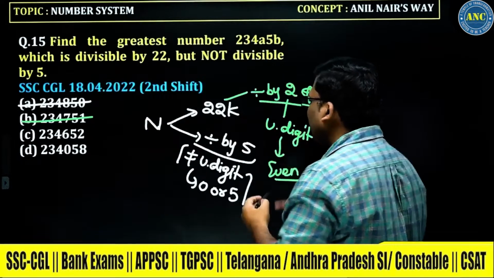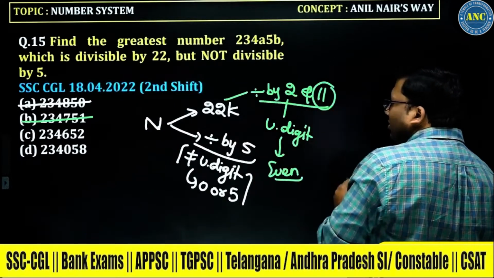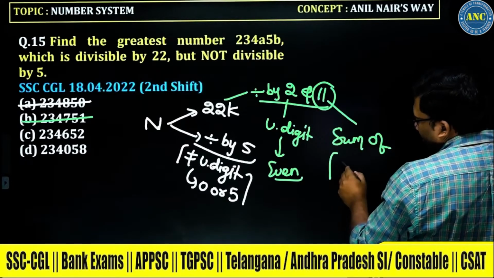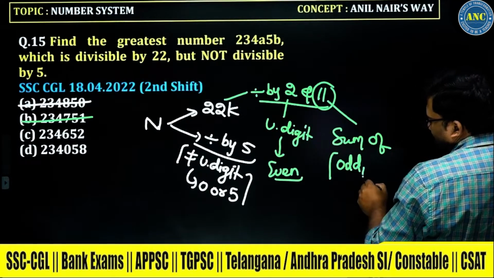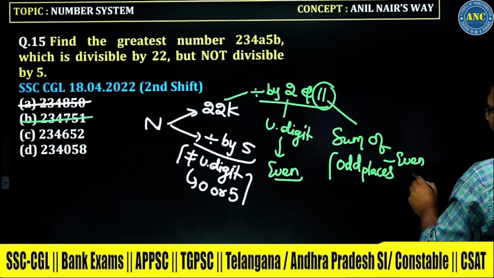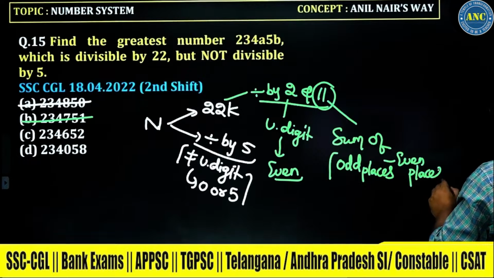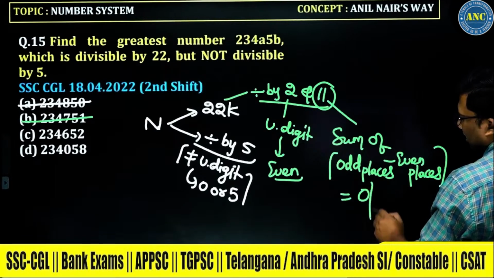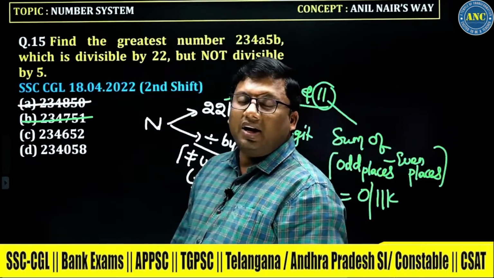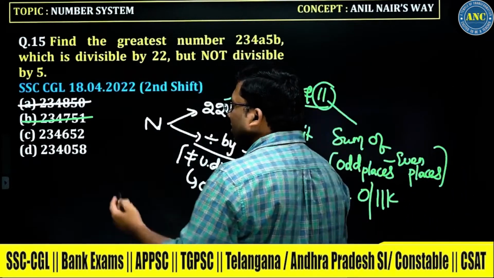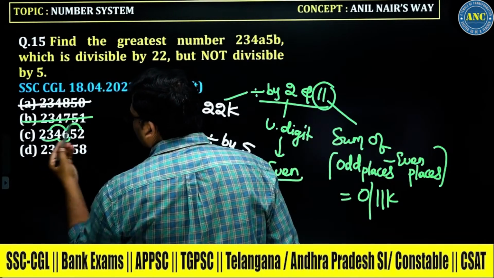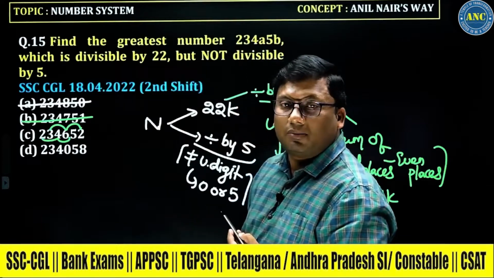Now it should be divisible by 11. Divisible by 11 means the sum of odd places minus the sum of even places should be either 0 or a multiple of 11. 9 plus 2 is 11, so the third one seems to be divisible by 11.